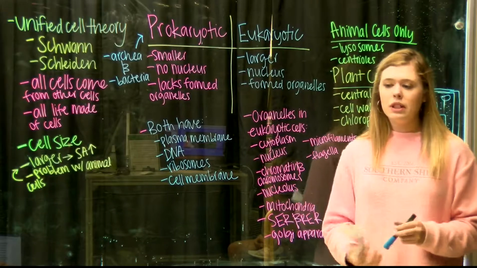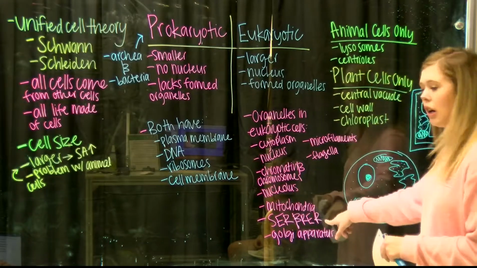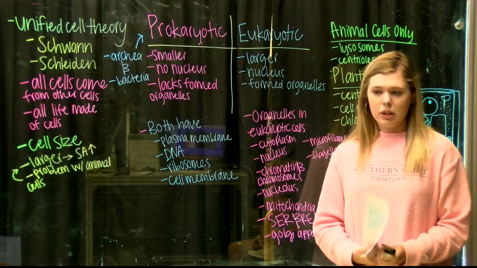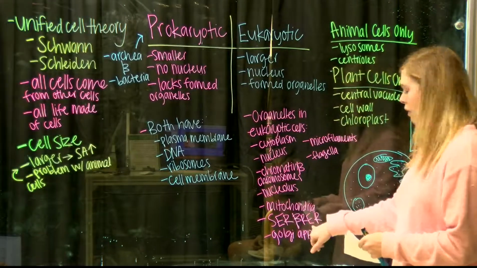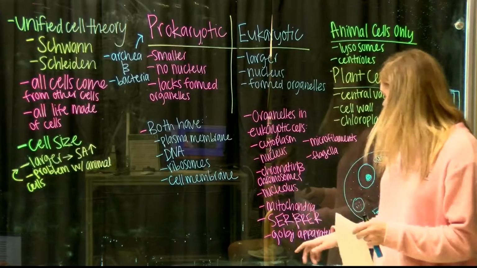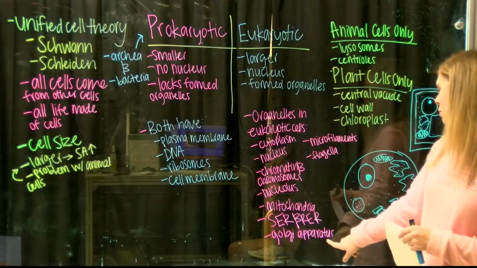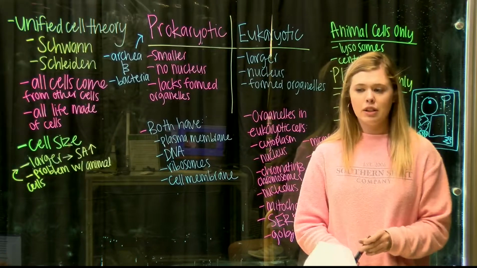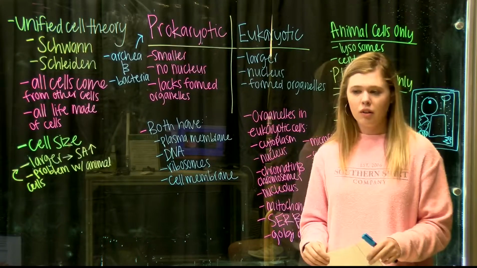The endoplasmic reticulum modifies proteins and synthesizes lipids, and it has a smooth and a rough. And then the next one to talk about is the Golgi apparatus, which sorts, packages, and tags proteins so that they have the right place to go to.